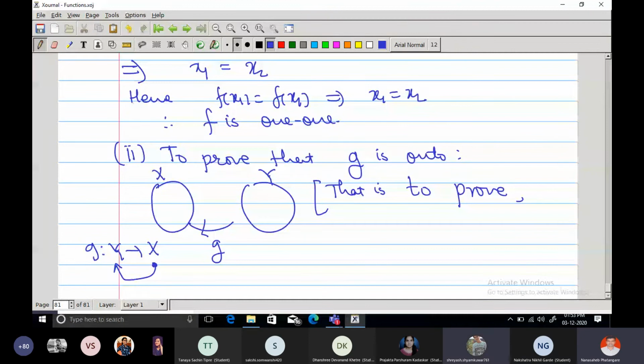Correct? Yes, sir. Right. Any confusion? There should not be confusion, because what is the meaning of onto? For every element in the codomain of g, can you produce a pre-image in the domain? To prove: for any x in X, there exists y in Y such that g of y is equal to x. This is our aim. Is it clear now?